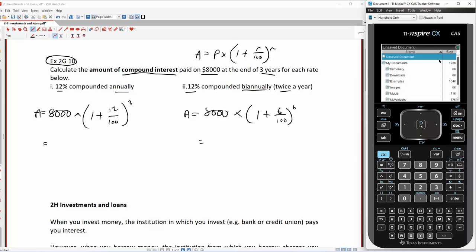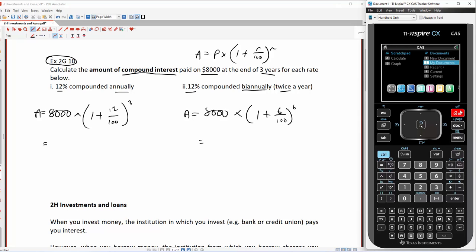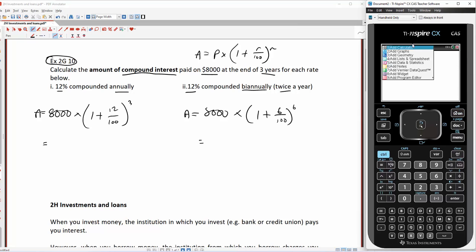Okay, so whoops, we don't want to do that. New document and calculator. And so all we'll do is 8,000 multiplied by, open your brackets, 1 plus, we'll go control and divide to get the fraction template, 12 over 100, and then we're going to go the hat key and 3. All right, so to get an approximation, we'll go control and enter.